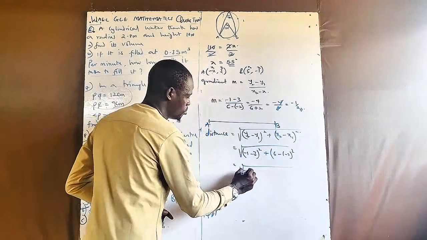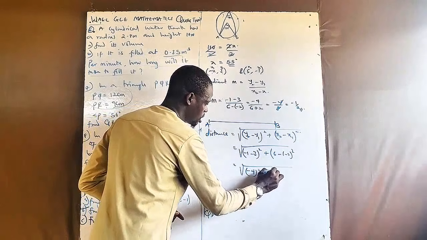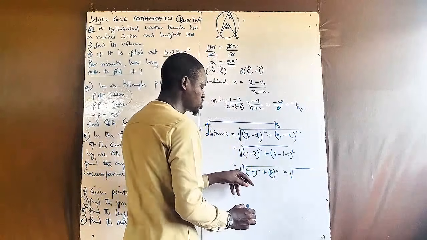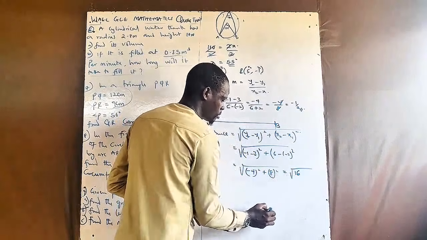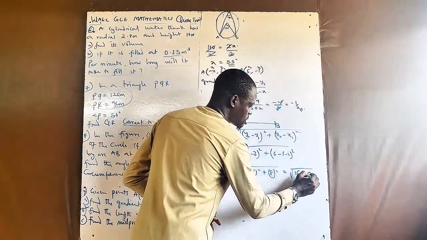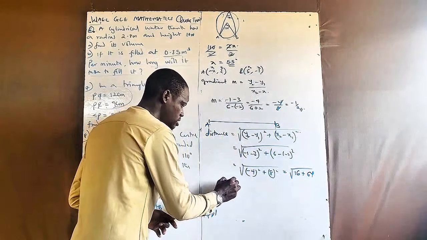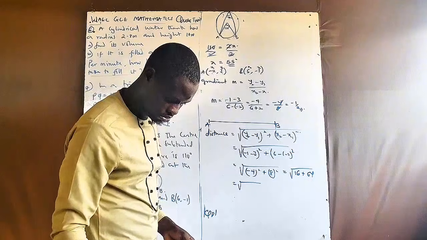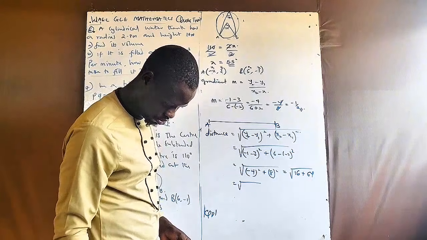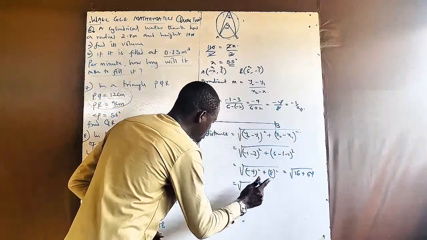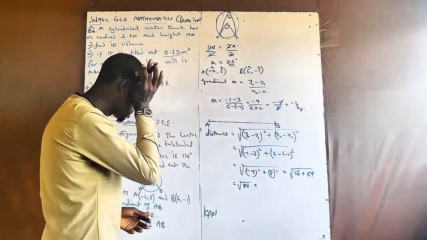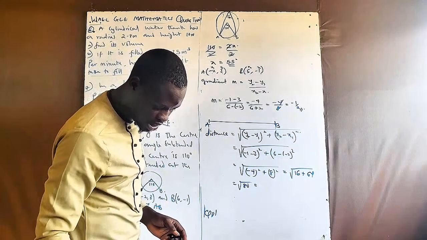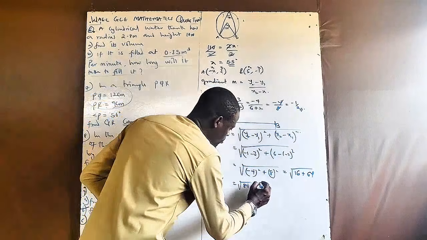I'll have the square root of (-4) squared plus 8 squared. (-4) squared gives me plus 16, and 8 squared is 64. So I'm going to have 16 plus 64, which gives 80, so the square root of 80. The square root of 80 will give rise to 8.9.